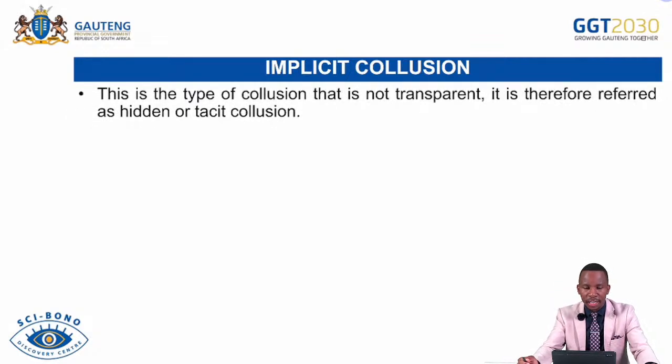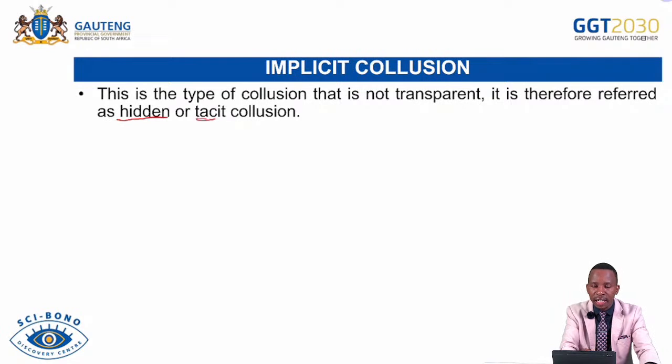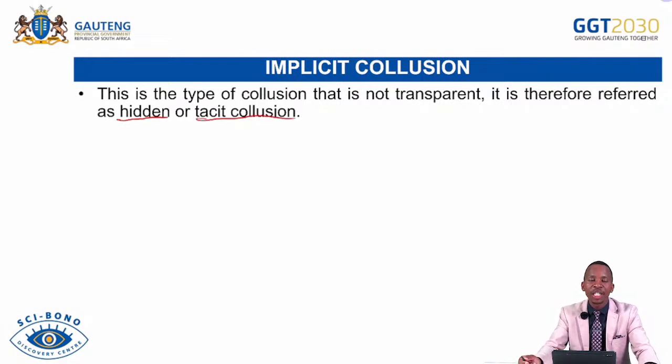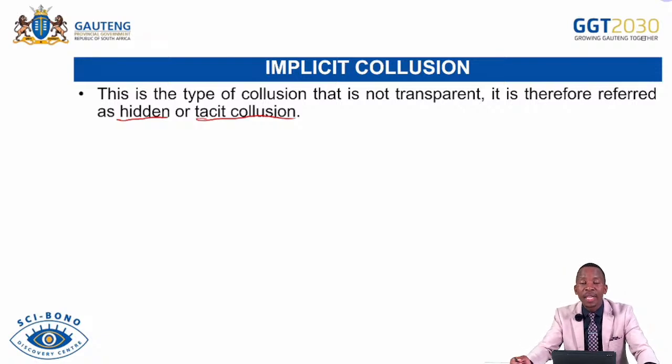It continues. This is the type of collusion that is not transparent. It is therefore referred to as hidden or tacit collusion. So there is no discussion taken on this kind of collusion. There is no transparency. Every decision is made in corners without any formal agreement or formal discussion.